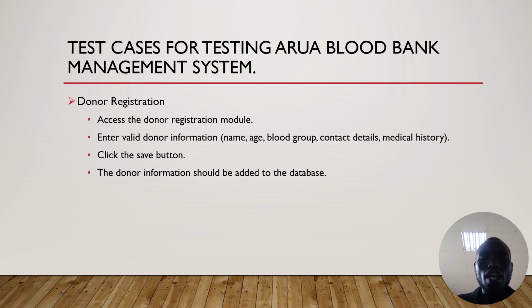So we first of all accessed the donor registration model, whereby we entered donor information such as age, blood group, contact details, and medical history. After entering those details, we clicked the save button to ensure that donor details are saved. After this, we accessed the inventory as well as the database to ensure this information is saved and added. So that's what we had for the donor model.